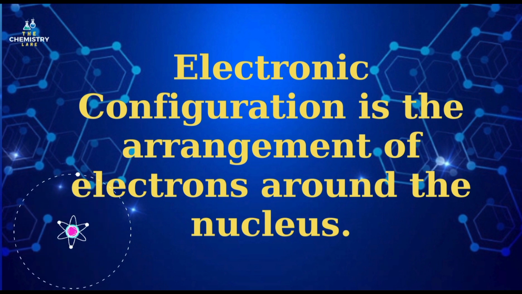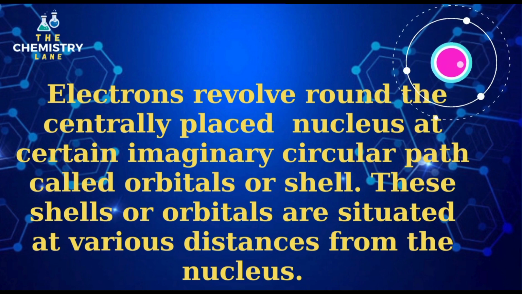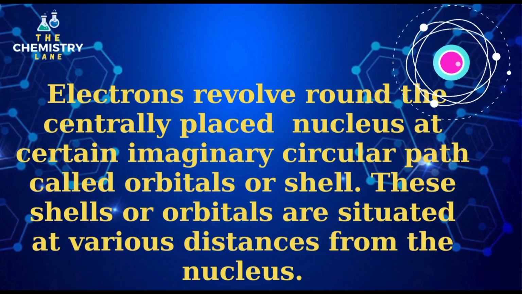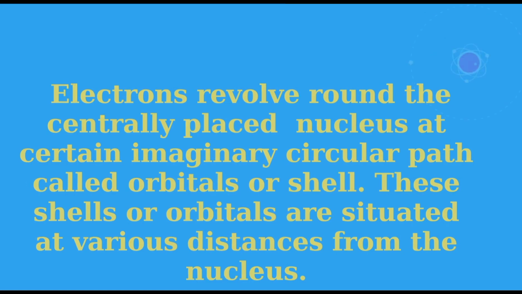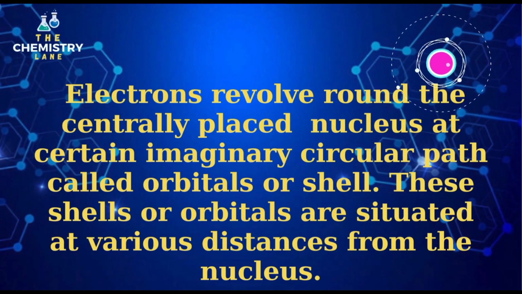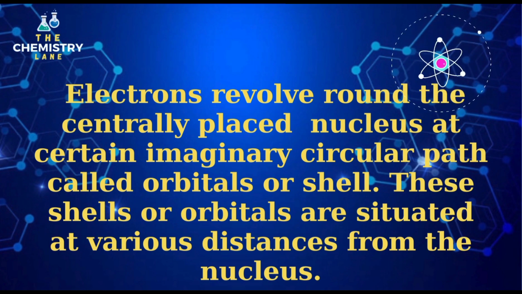Remember, electrons are found outside the nucleus of an atom. Electrons found outside the nucleus of an atom revolve round the centrally placed nucleus at certain imaginary paths. These paths are called orbitals or shells and are situated at different distances from the nucleus.